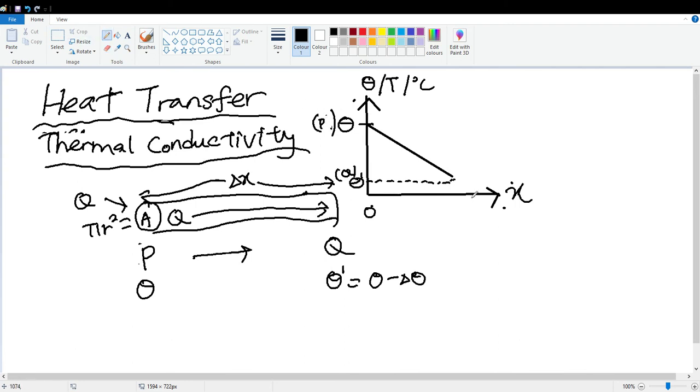Okay, so why will the temperature not touch the x-axis? This is because the experiment is conducted at room temperature.